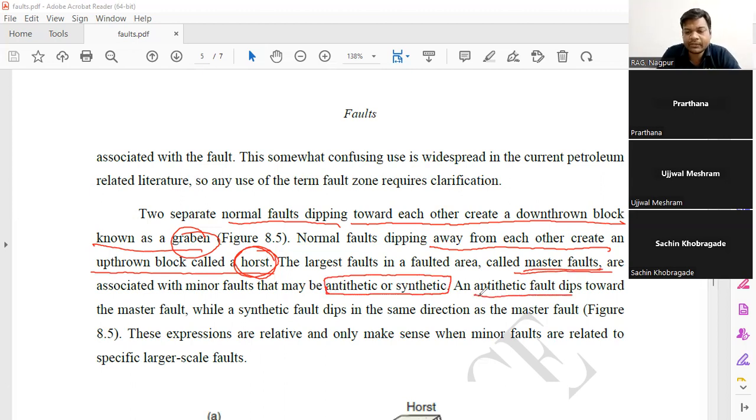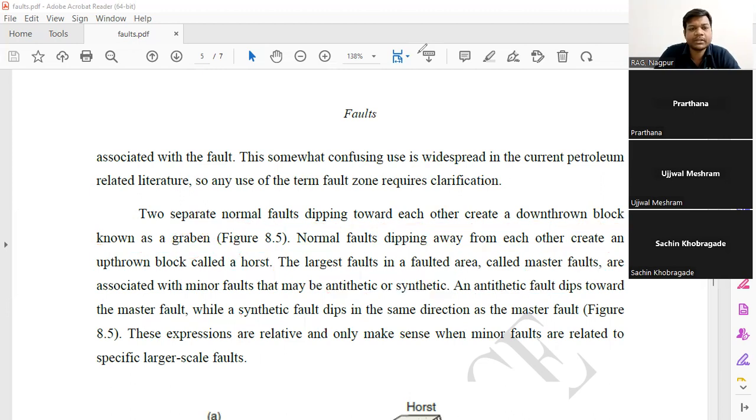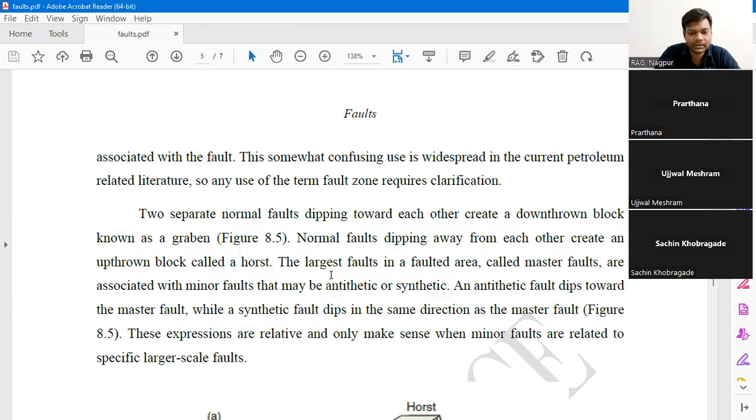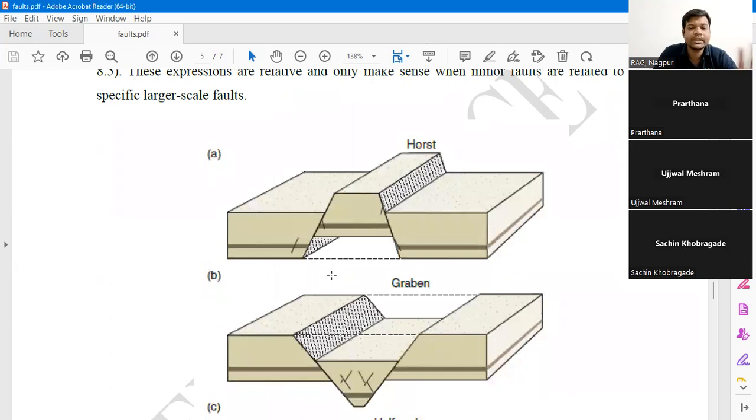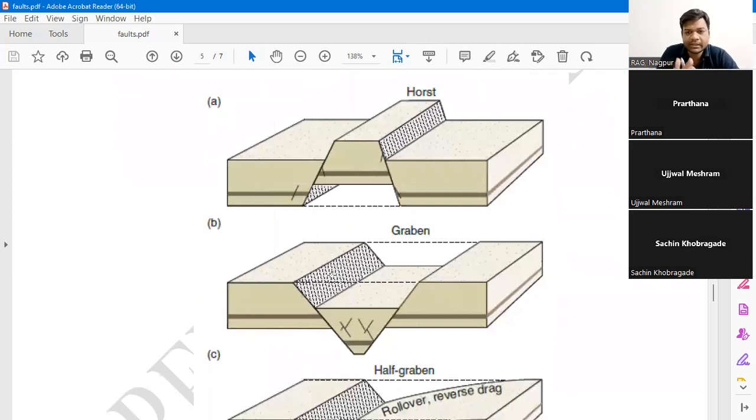The antithetic faults dip towards the master fault, while synthetic faults dip in the same direction as that of the master fault. So these are the structures which are found with respect to the faults or the normal faults. Now see all these structures in the diagrams.